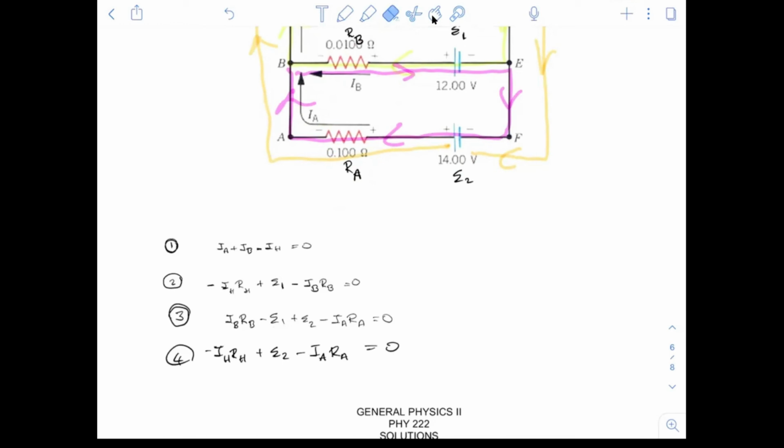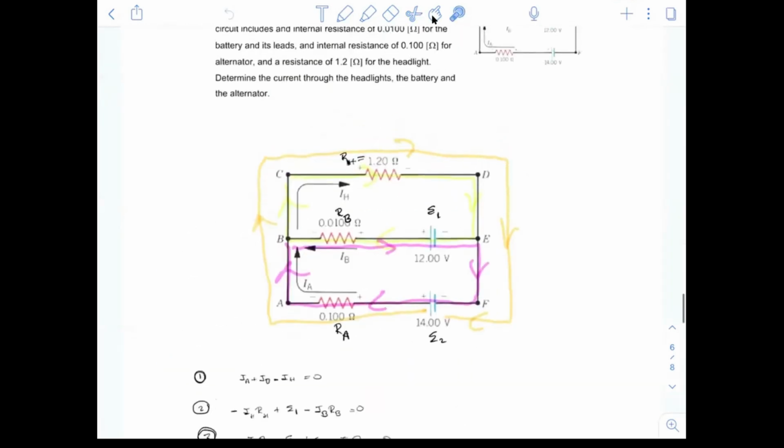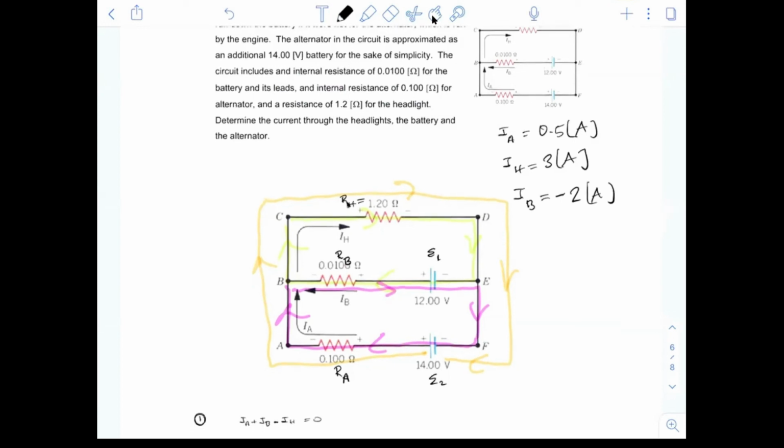Okay, a couple of things to talk about at this point. In real life, these are completely made-up numbers in this case. This is the amount of current coming out of the alternator, let's say, this is the amount of current going through the headlights, and this is the amount of current coming out of the battery. I don't know what the actual numbers are, and I don't really care.